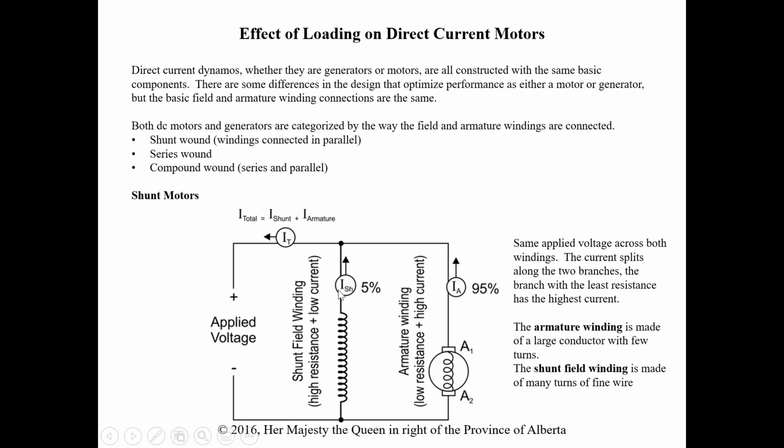Now we have the same applied voltage across both of these because they're in parallel. The current splits along these two branches with the highest amount of current going to the armature winding because it's a large conductor with few turns. The shunt field winding is made up of many turns of wire. Okay, so a higher resistance, so we're going to see less current in the field winding. So again, they're saying roughly 5% of the current going to the field and 95% going to the armature.